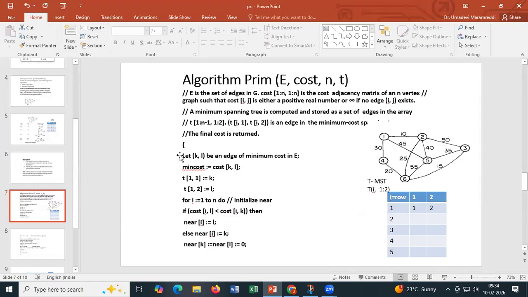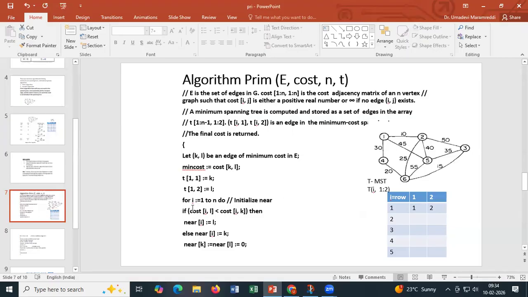Suppose from the given cost matrix, we have to identify the edge which has the minimum cost. Here 1, 2 is the minimum cost edge. Add it to the spanning tree. You can see the spanning tree's first row: the first vertex is 1, the second vertex is 2. From the cost adjacency matrix, the minimum cost is 10. Only one edge is added, 10 is added. Now you have to update the near.